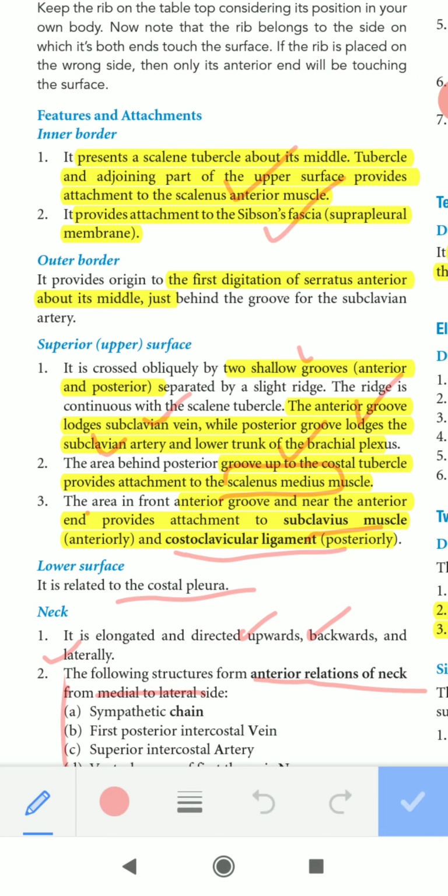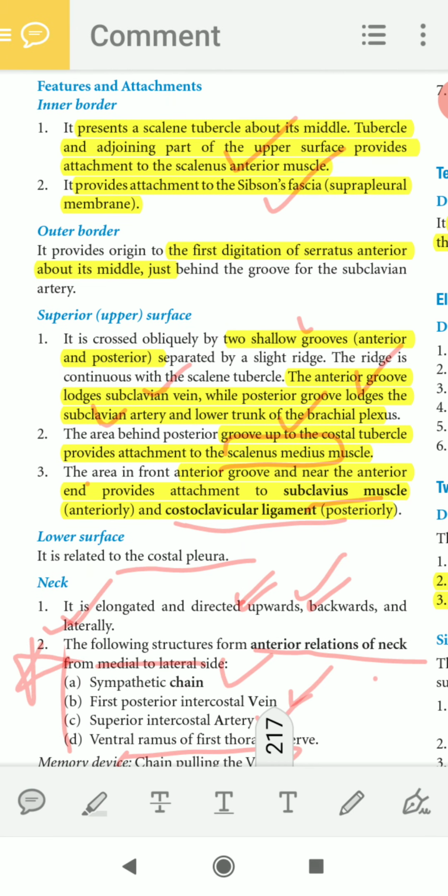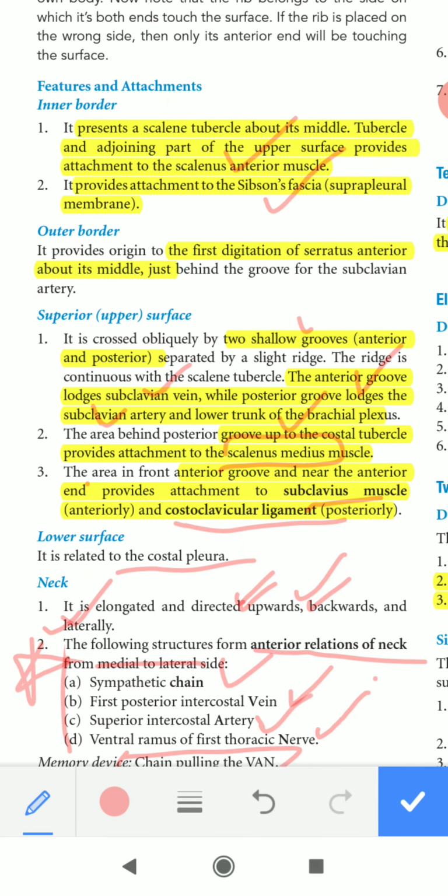The neck is elongated and directed upward, backward and laterally, and we have to know the structures that are related to the neck, and it is asked in the Viva. So what are they? From medial to lateral: the sympathetic chain, first posterior intercostal vein, superior intercostal artery, and ventral ramus of the first thoracic nerve. We can remember it in short as chain, then PVAN: vein, artery and nerve.